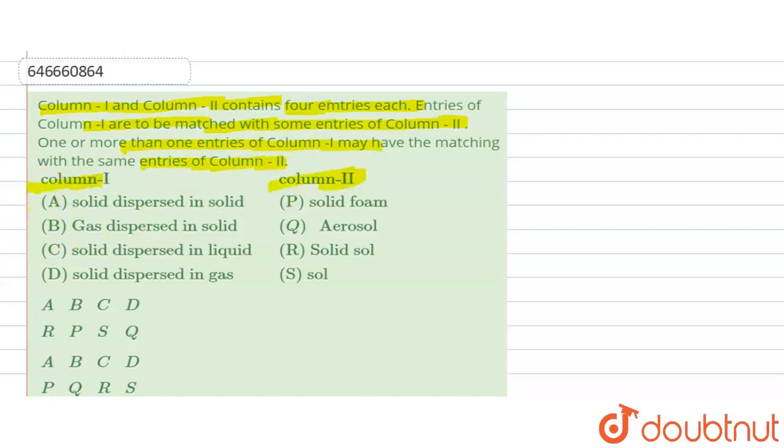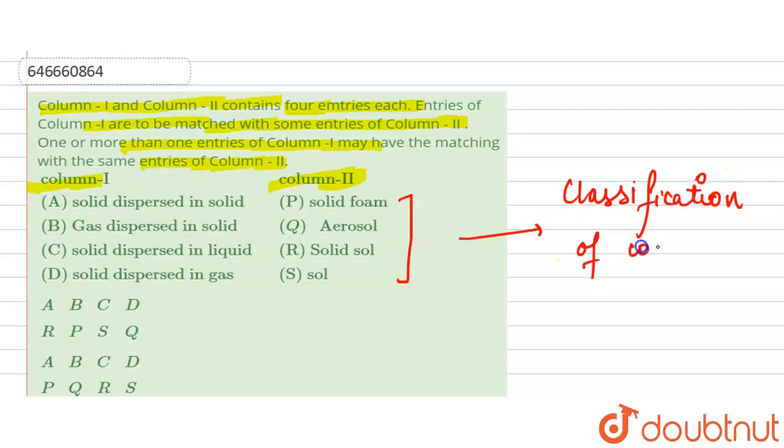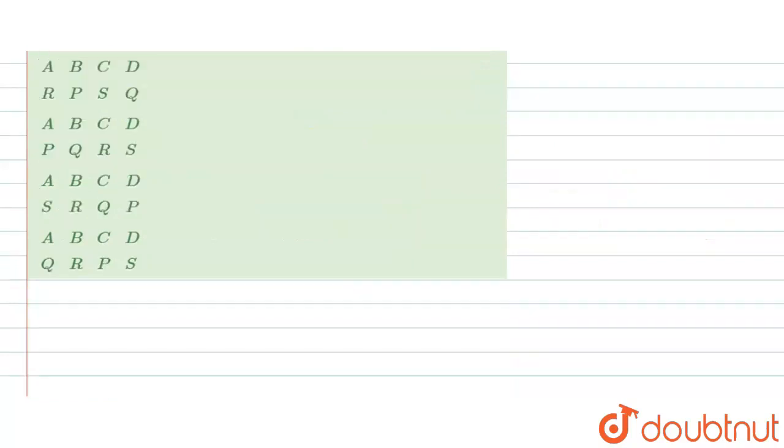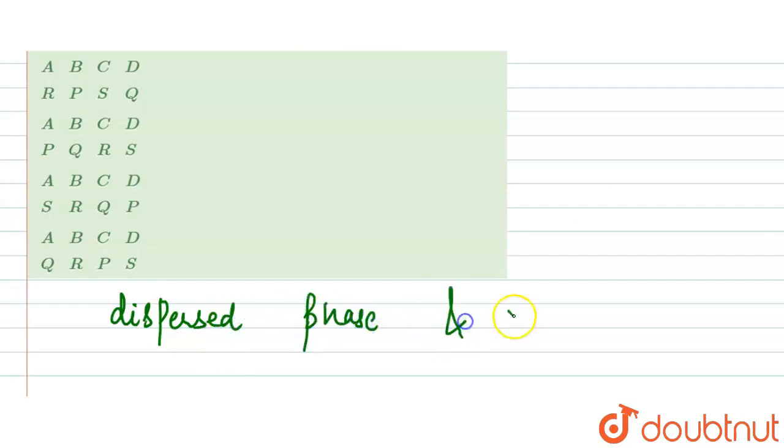If we see here, it is given solid dispersed in solid, gas dispersed in solid. And on this side we are given the classification of colloids. It is the classification of colloids on the basis of the dispersed phase and the dispersion medium.